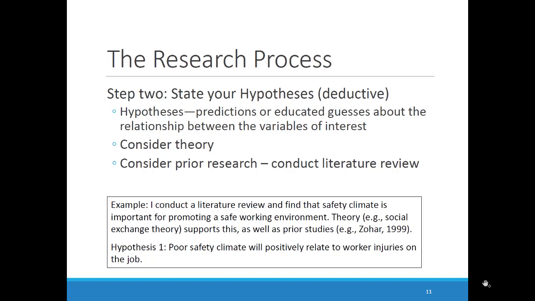So theory, for example, social exchange theory, supports this as well as prior research studies. For example, this one that I have here by a researcher named Zohar in 1999. So I have taken both theory on social exchange and prior studies that have found the importance of safety climate, and I use those to come up with my hypothesis that poor safety climate will positively relate to worker injuries on the job. So in other words, if safety climate is low, if people feel that their safety is not valued, then there will be more injuries for workers on the job.